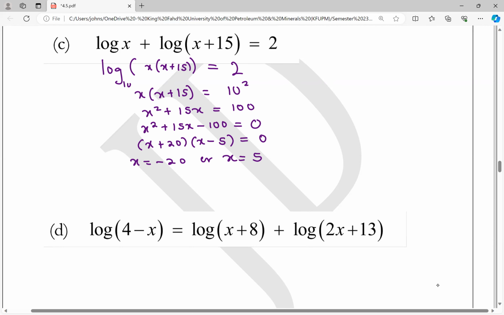But can we use minus 20? No, this will have to be discarded because if x is minus 20, you can't take the logarithm of a negative number here. So we have to go with only one solution. So this is rejected. And this will go. So our solution is just x equals 5.